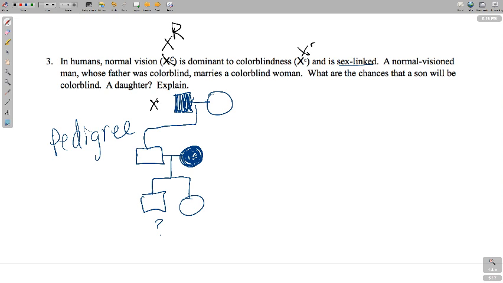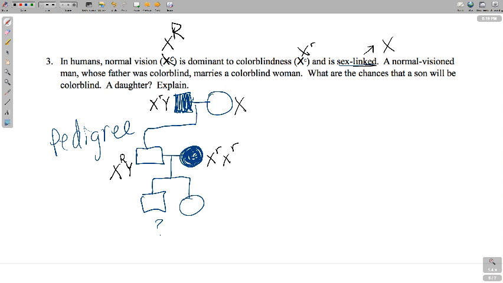So this man right here is X little r, Y. The Y gets nothing because this is a sex-linked trait, and sex-linked traits are any disease or trait that is carried only on the X chromosome. This man right here is normal, and we don't know about that kid yet. This lady is colorblind, so she has to have two little r's.